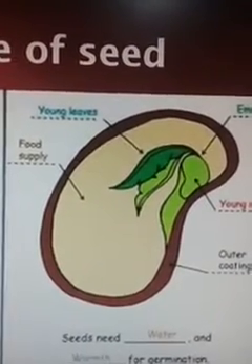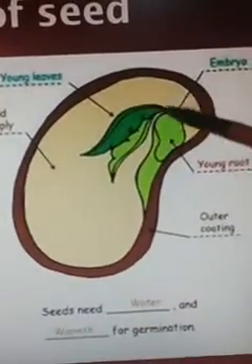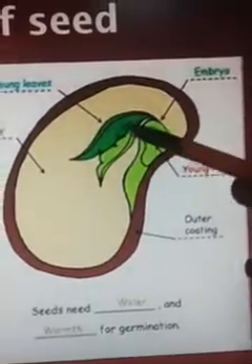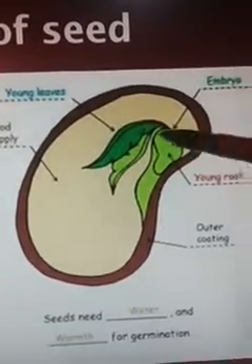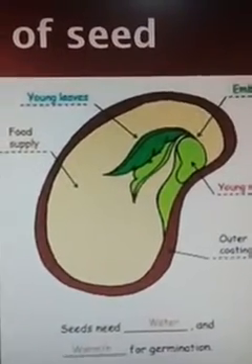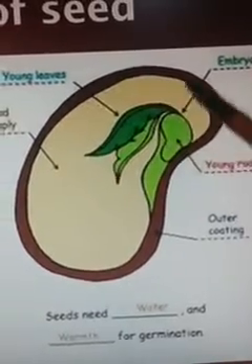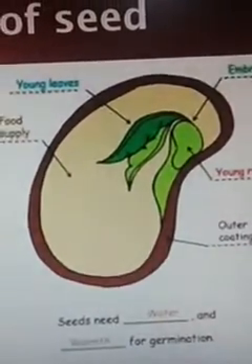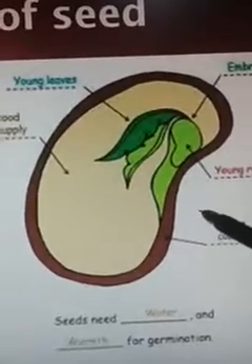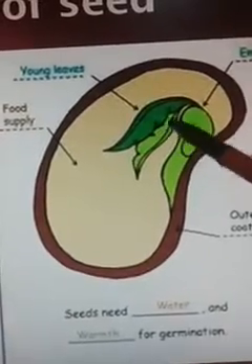There are one or more fleshy parts inside the seed, leaf-like. This is a baby plant, leaf-like. This is called the cotyledon. Young root is there. This is the cotyledon, and this is the outer coat, which is called the seed coat. Seed coat, cotyledon. These cotyledons may be 1 in some seeds and 2 in some seeds.